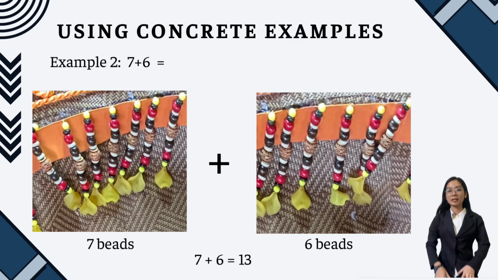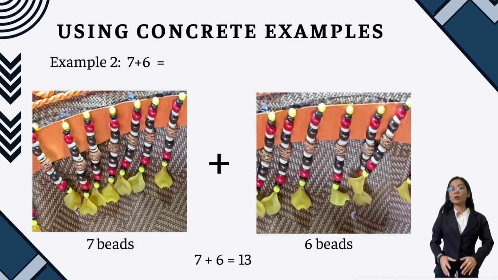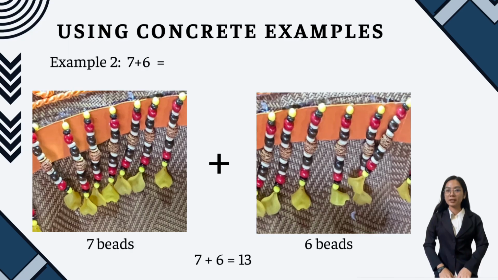So as we can see, on the left side there are 7 bits, and on the other side there are 6 bits. So when we add these, we get 13 bits. Using concrete things like bits makes it easy to understand how addition works.